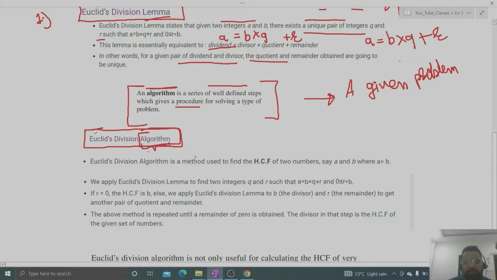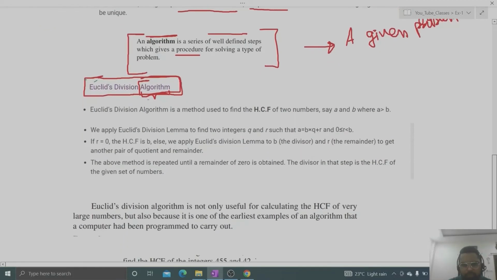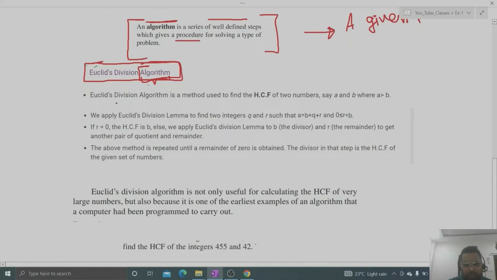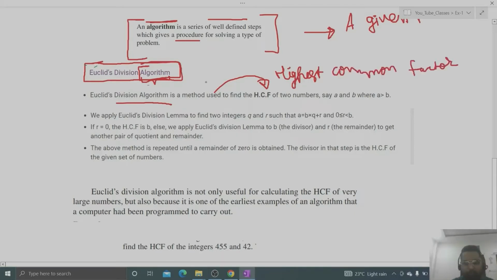So we'll see each and every step of this algorithm. What does this algorithm say? Euclid's division algorithm is a method used to find the HCF. What is HCF? HCF is the highest common factor. I will show you in just a minute what the highest common factor is.